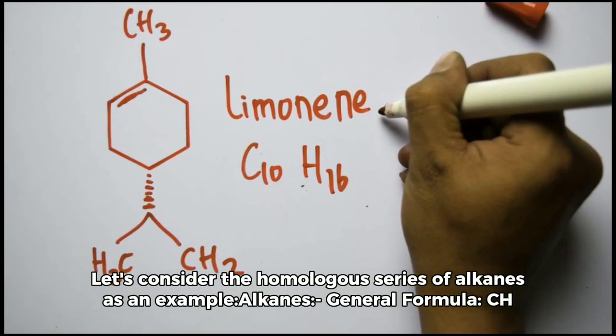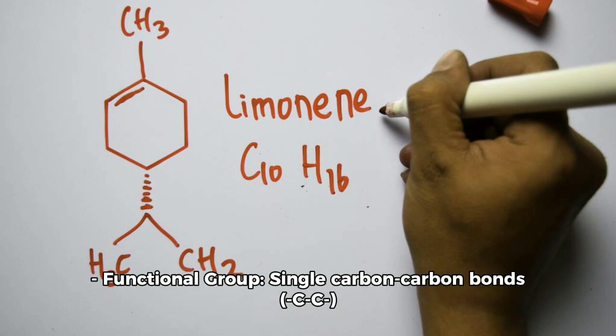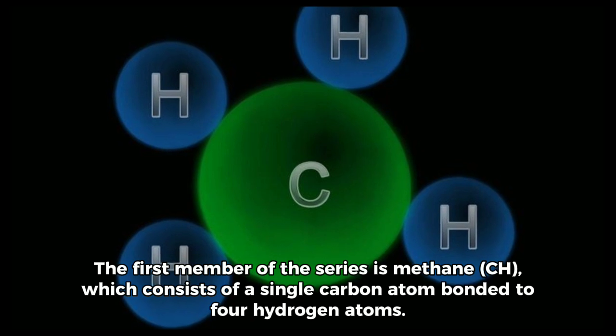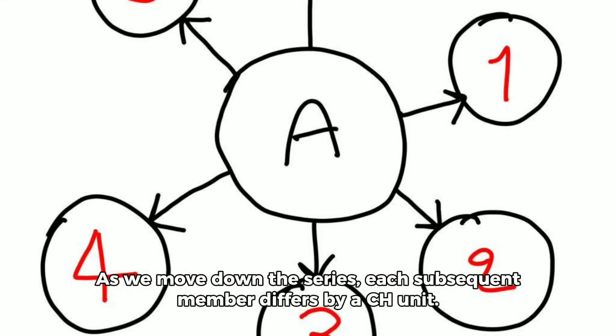Let's consider the homologous series of alkanes as an example. Alkanes, general formula CnH2n+2. Functional group, single carbon-carbon bonds, C-C. The first member of the series is methane, CH4, which consists of a single carbon atom bonded to 4 hydrogen atoms. As we move down the series, each subsequent member differs by a CH2 unit.